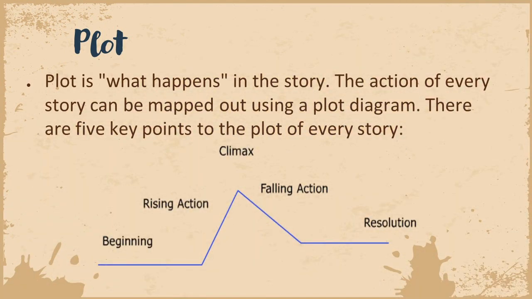Next is plot. Plot is what happens in the story. The action of every story can be mapped out using a plot diagram. There are 5 key points to the plot of every story. First is the beginning or exposition. Second is the rising action. Third is the climax. Fourth is the falling action or denouement. And fifth is the resolution.